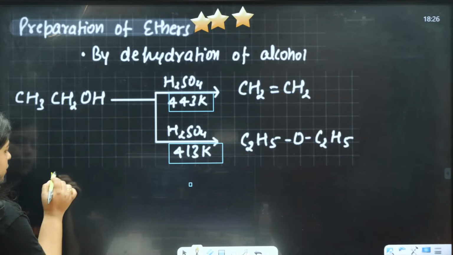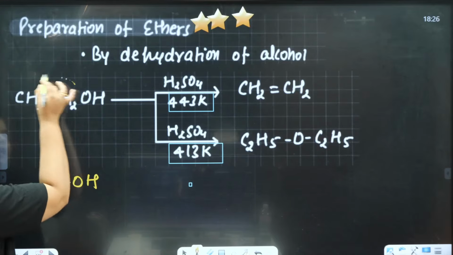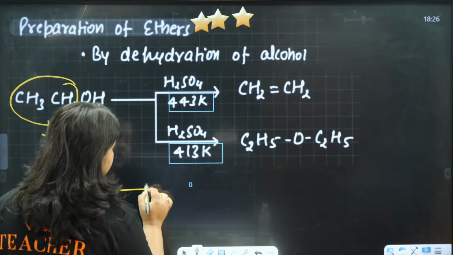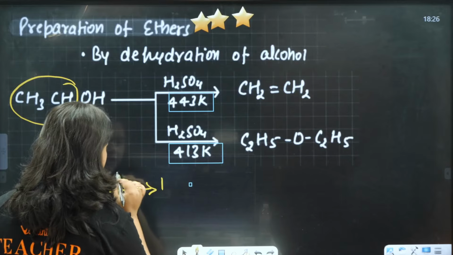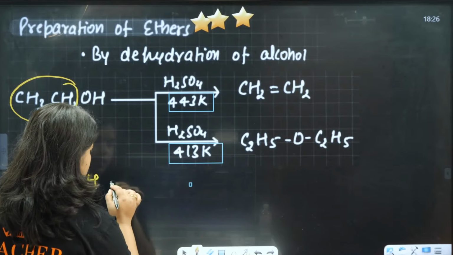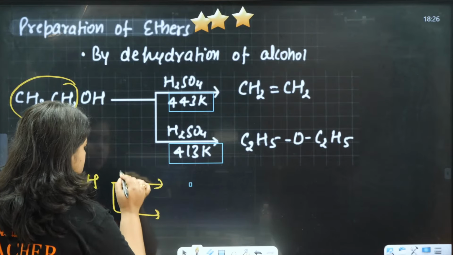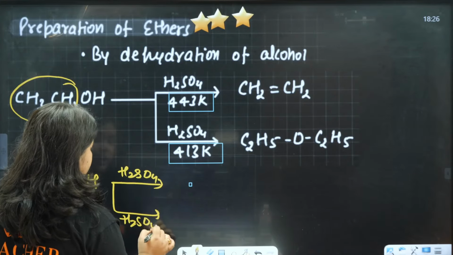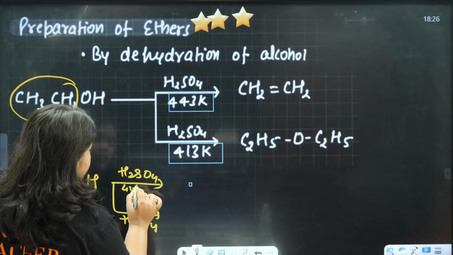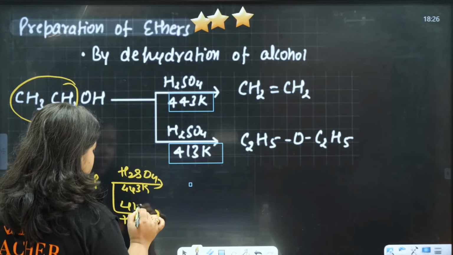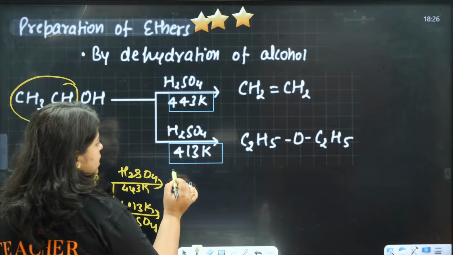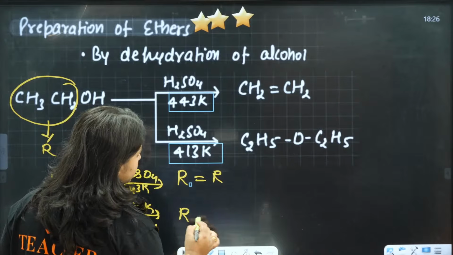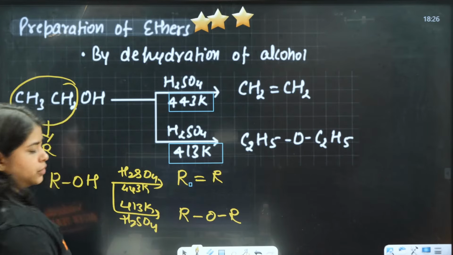I will write the general equation. ROH, this is R actually. In the presence of H2SO4, but the temperatures are different. Here it is 433 Kelvin, here it is 413 Kelvin. What is going to form? R double bond R, and here R O R. Ether is being formed.